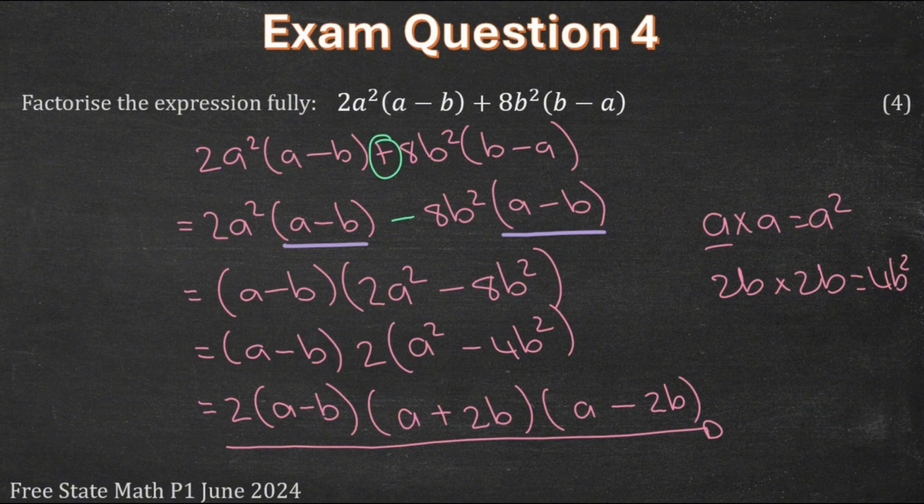So this question is worth 4 marks. You will receive a mark for correctly changing the sign. You will receive a mark for correctly taking out the common bracket. Then you will receive a mark for taking out this 2 as a common factor. And you will receive your 4th and final mark for correctly factorizing this whole expression.